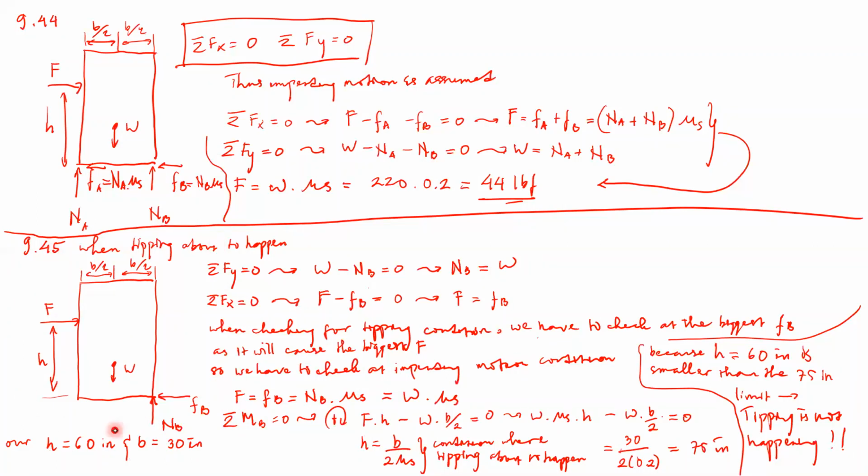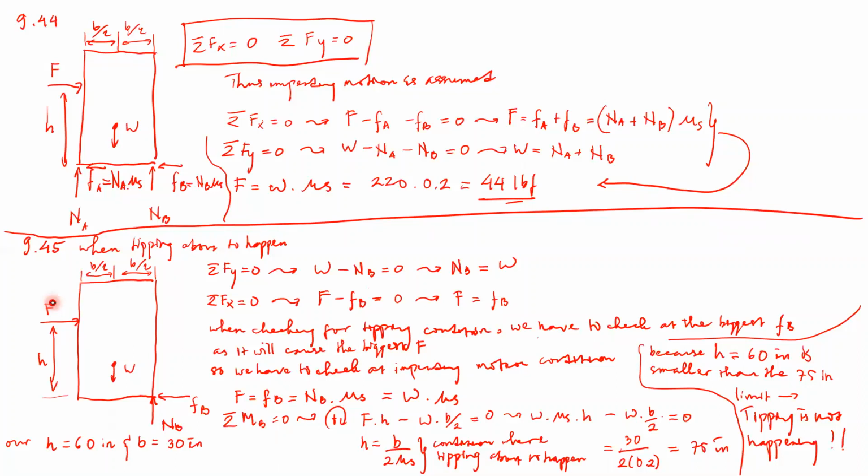Okay, there is F happening at the height H, then the width is B, W is here, then normal force and friction force at B, and there is no normal force and friction force at A. So this is all the forces happening in the free body diagram of the second problem, because what we're supposed to check is just the limit.